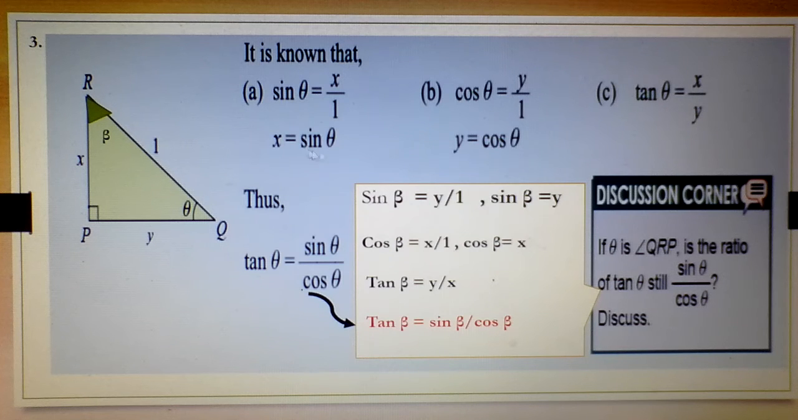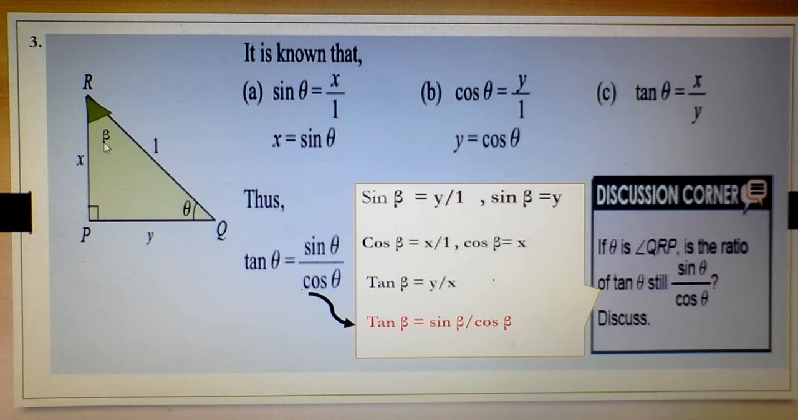So what is X just now? Sine theta. What is Y just now? Cos theta. Then we get the formula that relate sine, cos, and tangent. So we can say tangent theta equivalent to sine theta divided by cos theta. Okay, now, is this valid for all angle? Let's say theta is QRP. Okay, QRP. Now we discuss another angle.